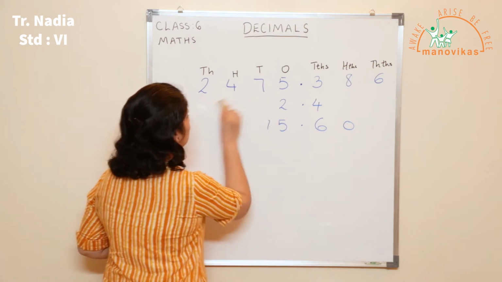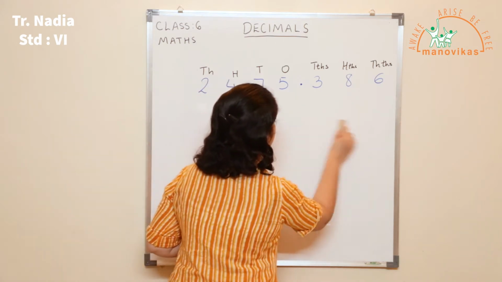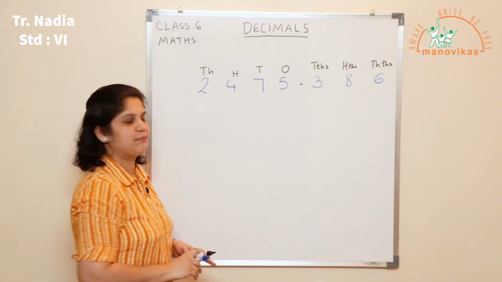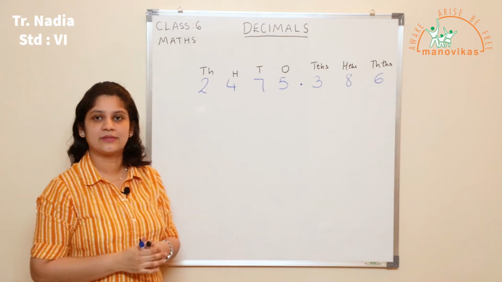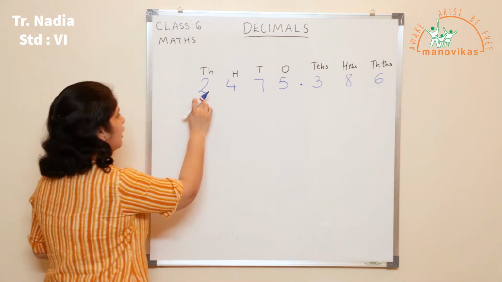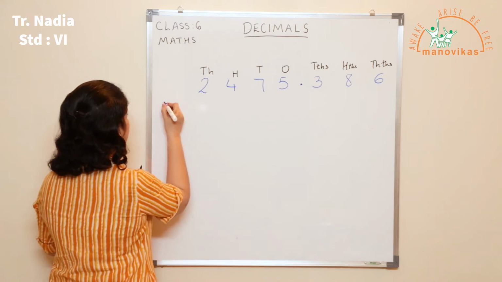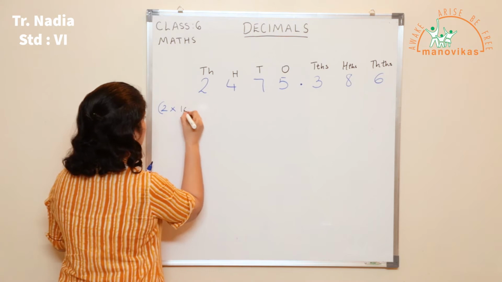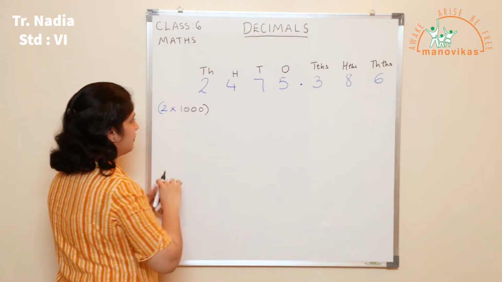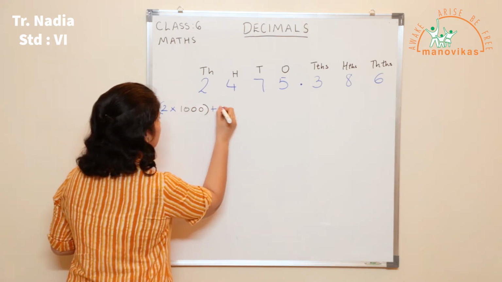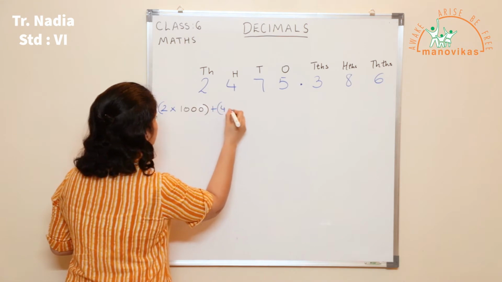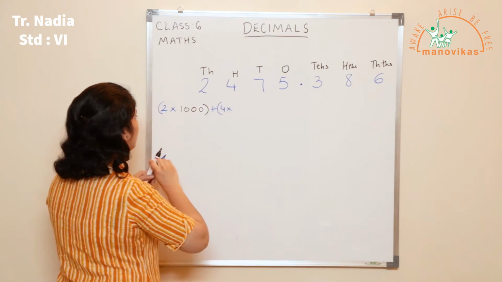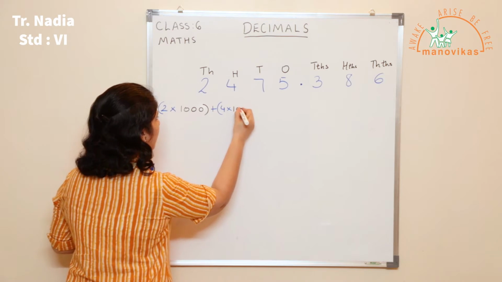Now we'll move to expanding a decimal number. Now how do we expand this number? First let us expand the whole number part. Now 2 is in the thousands place, so I will say 2 multiplied by 1000 because 2 is in the thousands place, plus 4 is in the hundreds place, so I will say 4 multiplied by 100.